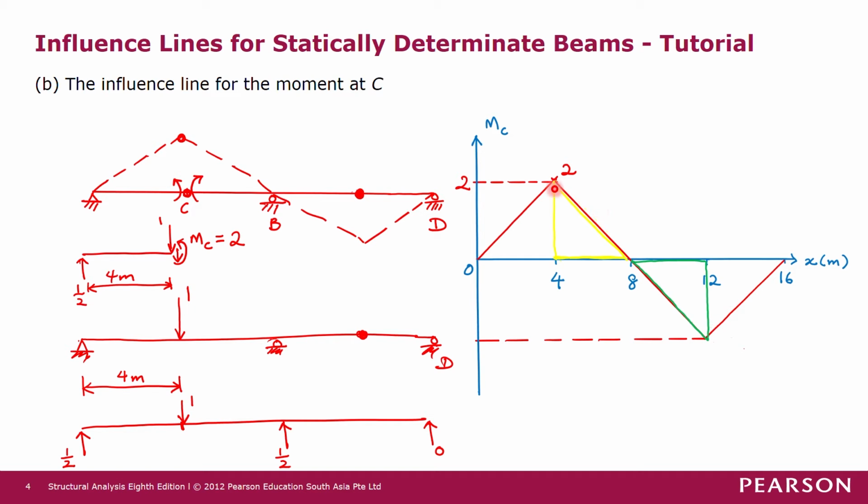Here we see that this base here is 4 meters. The base here is also 4 meters, right? And then the height here is 2. Since the bases are the same, this yellow triangle must be the same as this green triangle. So this ordinate here is also 2 but negative. Okay, so here we have negative 2. With that, we have already drawn the influence line for the bending moment at C.